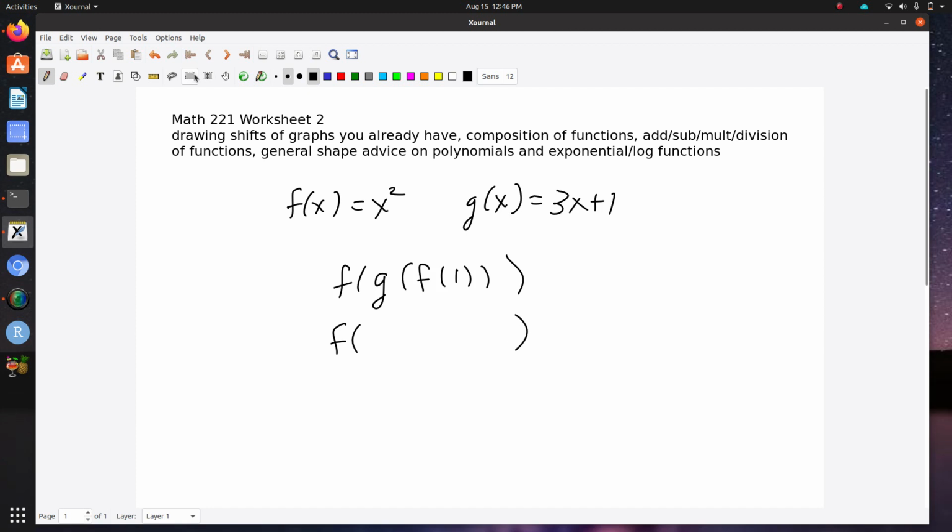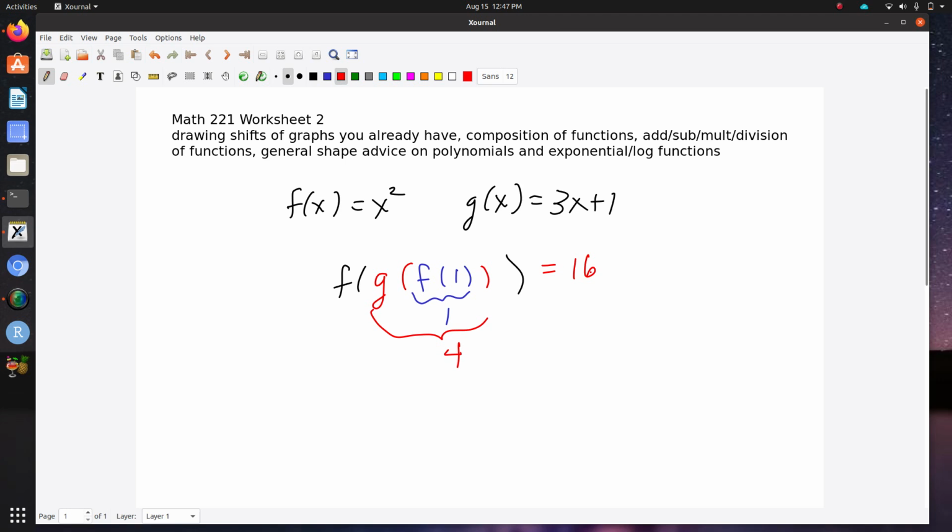f of, and then you have to figure out, well, what is g of f of 1? I don't know. Well, first I need to find out f of 1. So what is f of 1? f of 1 is just 1. So this turns into a 1. What is g of 1? Well, it's a 4. So this turns into a 4. What is f of 4? Why, that's 16. Okay, so you just work your way starting on the inside and working to the outside.